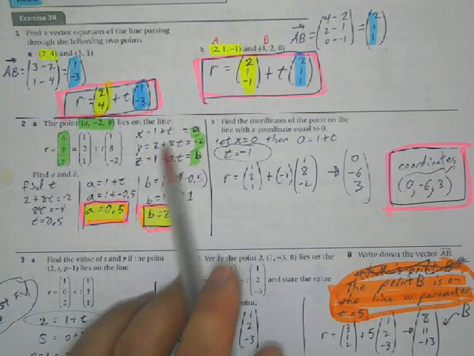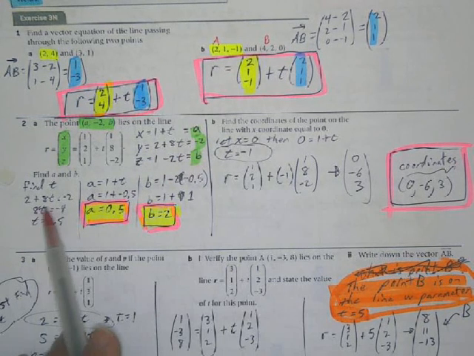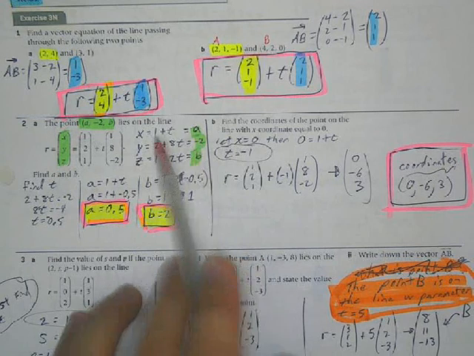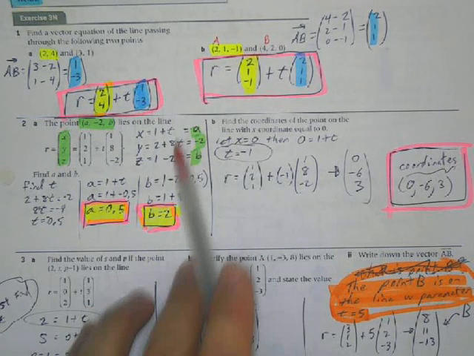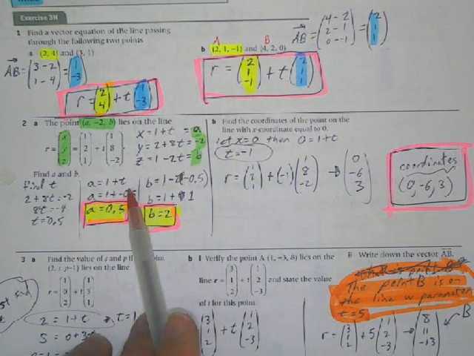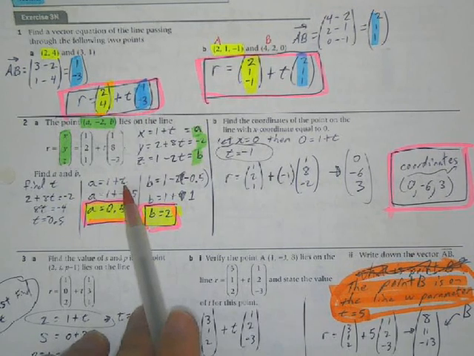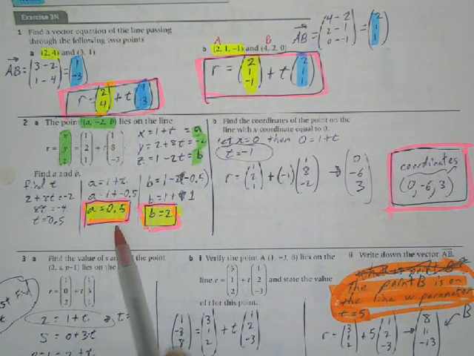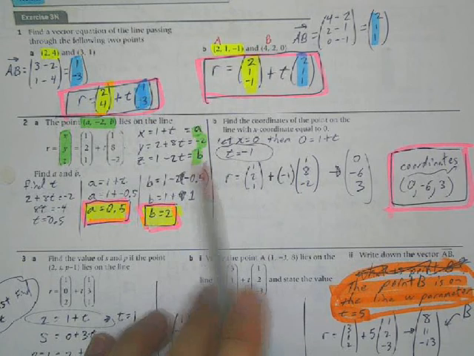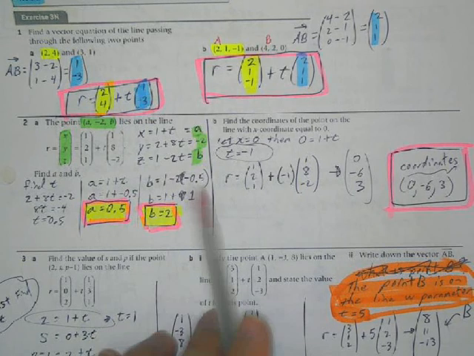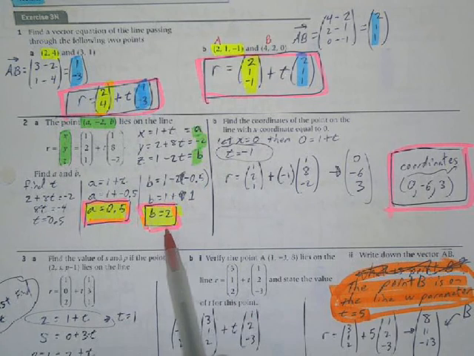Using the second equation, I could figure out T. 2 plus 8T equals -2. So we can solve for T. Once I know T, I can plug it into the first equation. So we know that A equals 1 plus T. And so if I plug in -0.5 in here, I get A. We know B is equal to 1 minus 2T, so I plug in -0.5 for T, and then I end up with B.